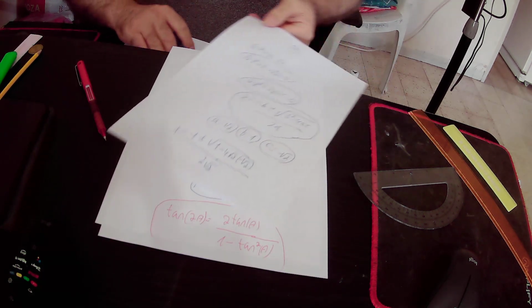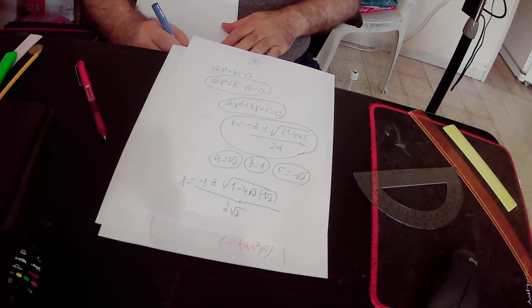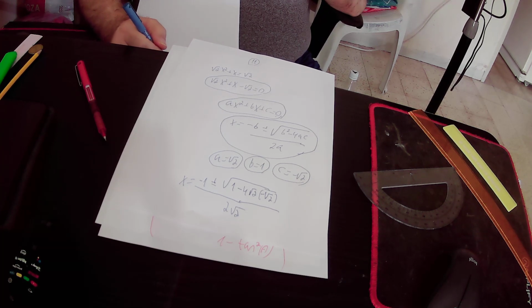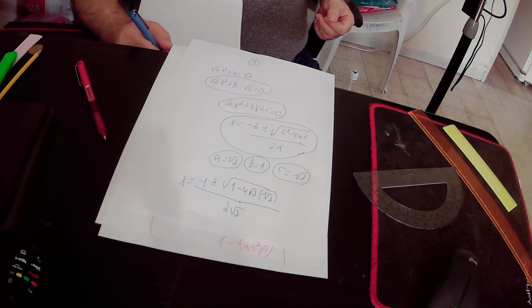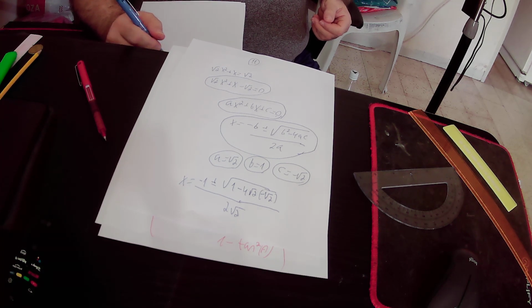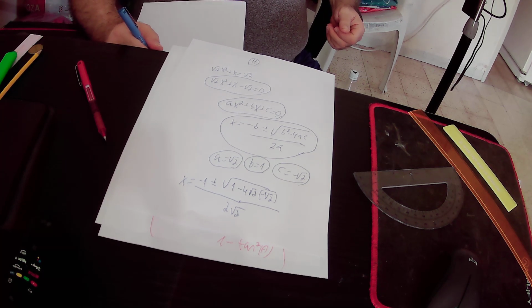So we got that x equals minus 1 plus minus root of 1. Here we have minus and minus, which is plus. Root 2 times root 2 is 2, and 2 times 4 is 8, so in total we get 1 plus 8, that is 9. Okay?